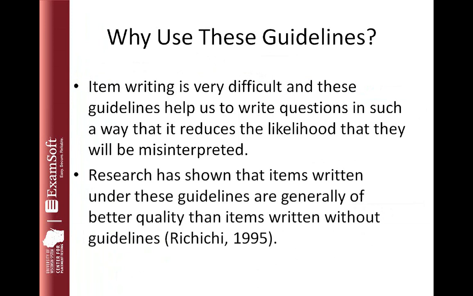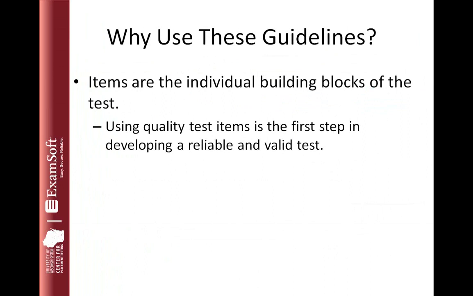When examinees are taking multiple choice tests, we know that they're going to use any strategy possible while taking the tests, and many of these guidelines, as we've seen, have shown how examinees can rule out certain options for different reasons. And so these guidelines help decrease the likelihood of us actually measuring test wiseness, or that an examinee has really good test-taking skills. And ultimately, the items or the questions are the individual building blocks of our test, so we want to be sure that we're using quality test items because that's going to be our first step in developing a reliable and valid test.